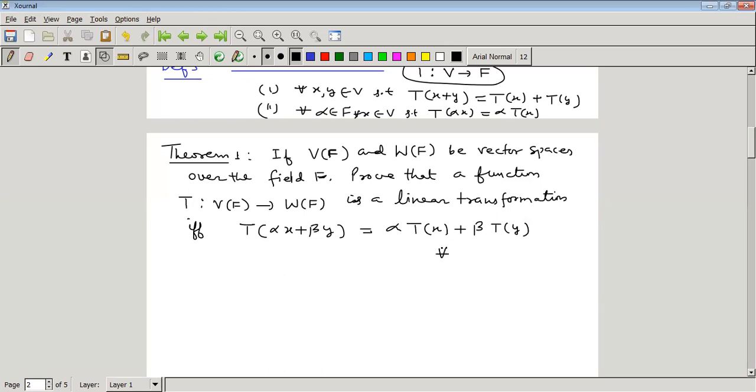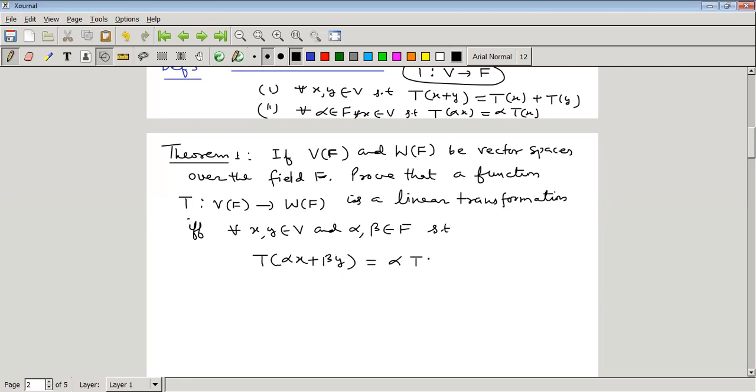I can write: if and only if for any x, y in V and alpha, beta in the field F, T of alpha x plus beta y is equal to alpha times T of x plus beta times T of y. So how can we prove this?